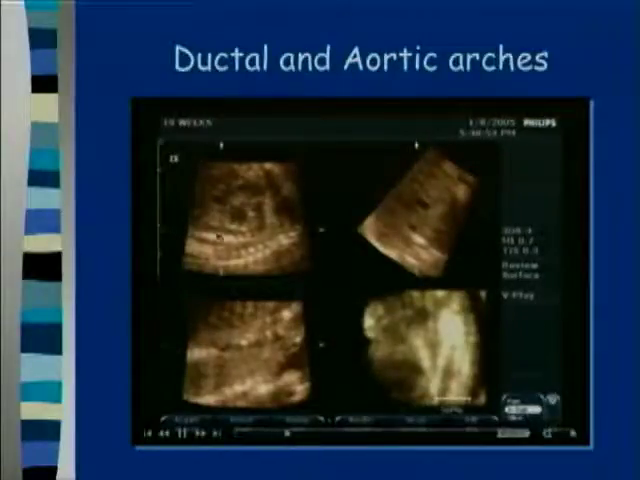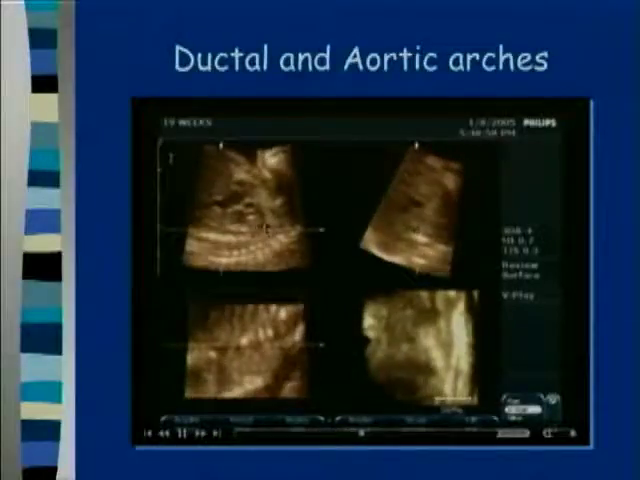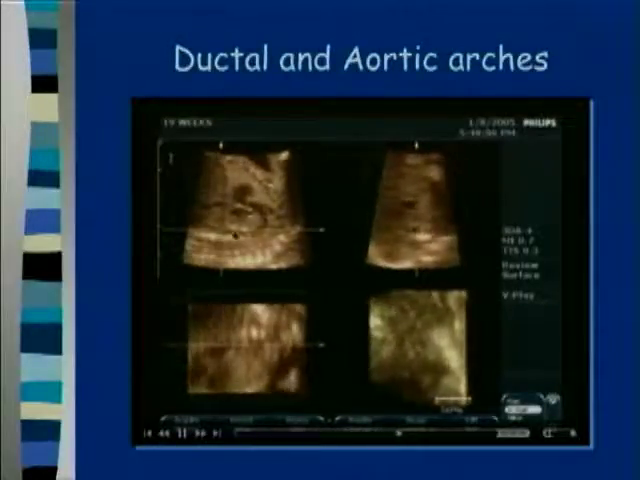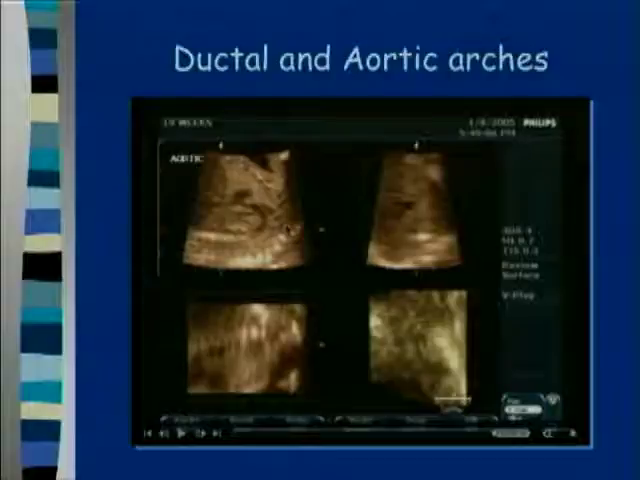Now here's the ductal arch that we find by finding the descending aorta, lining it up, and then we rotate on it, directly into the aortic arch, and there are the vessels coming off the arch.